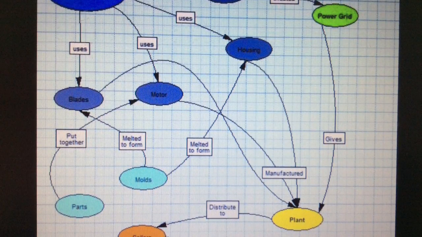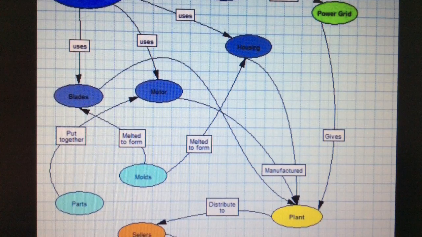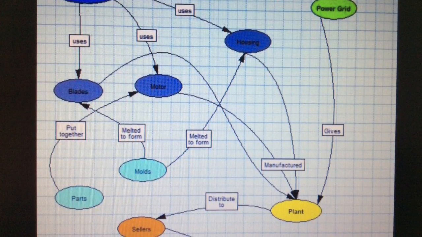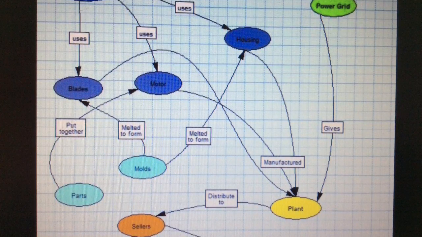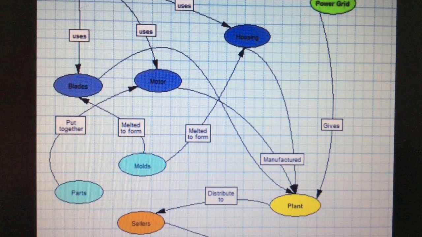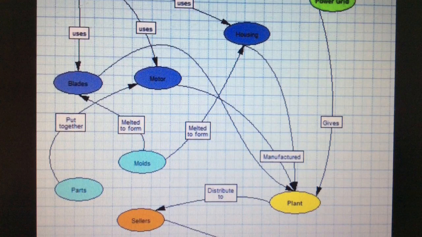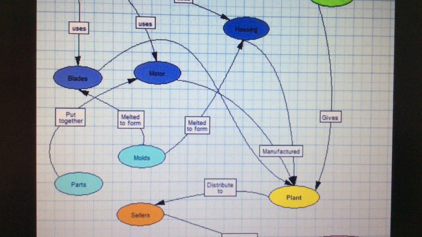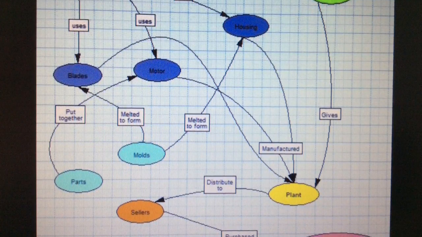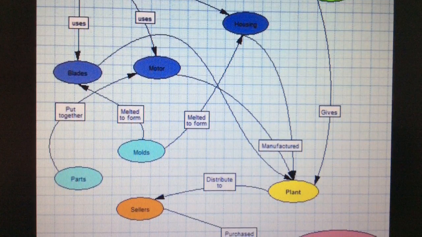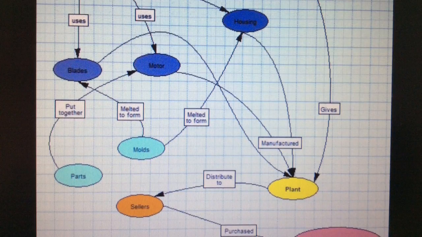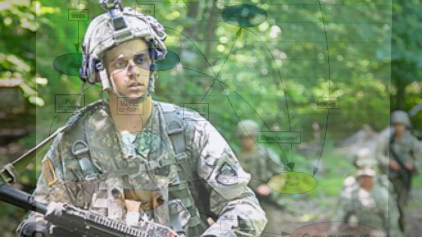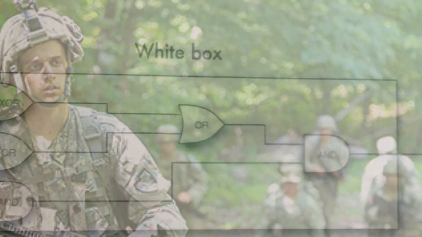First, we have the system up in the top left, the fan. It uses blades, a motor, a housing unit, and electricity. With electricity, it is created by a power grid. The housing and the blades are formed by molds, and the parts for the motor are all put together at a plant, which then are distributed to sellers, and then lastly purchased by consumers, which in this case are cadets.